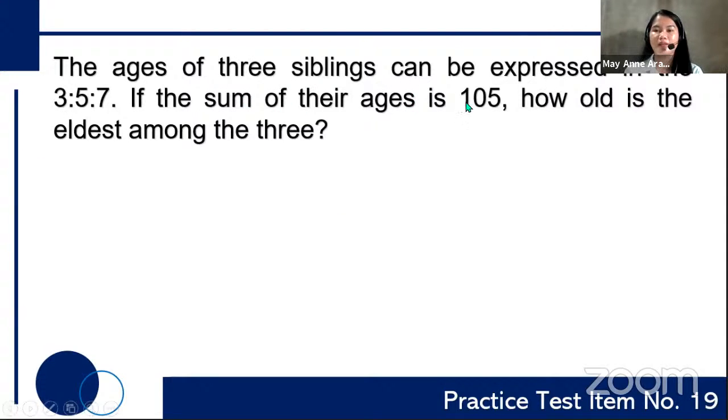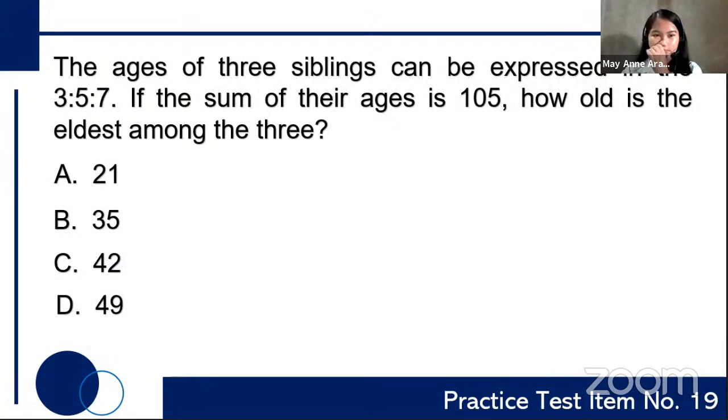Next, the ages of 3 siblings can be expressed in 3:5:7. If the sum of their ages is 105, how old is the eldest among the 3? A 21, B 35, C 42, and D 49. Okay. Sagot na agad. Bilis. Okay, what is the answer? Let's have the solution. Wait lang.